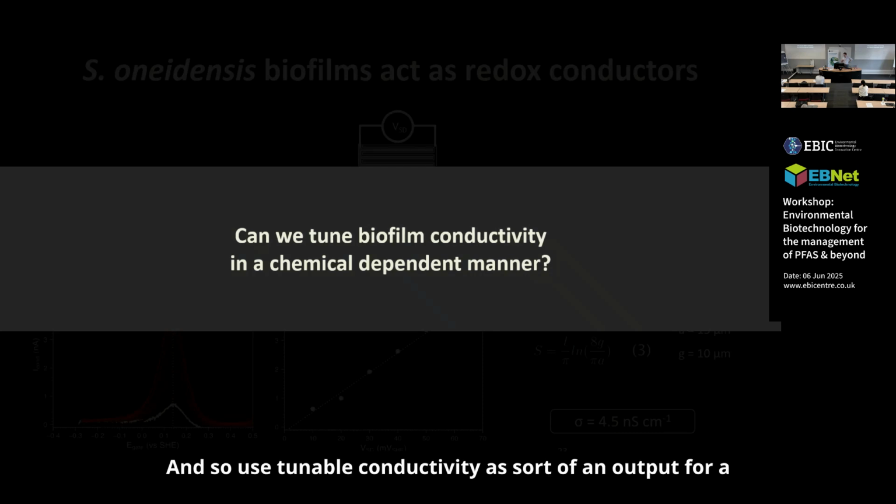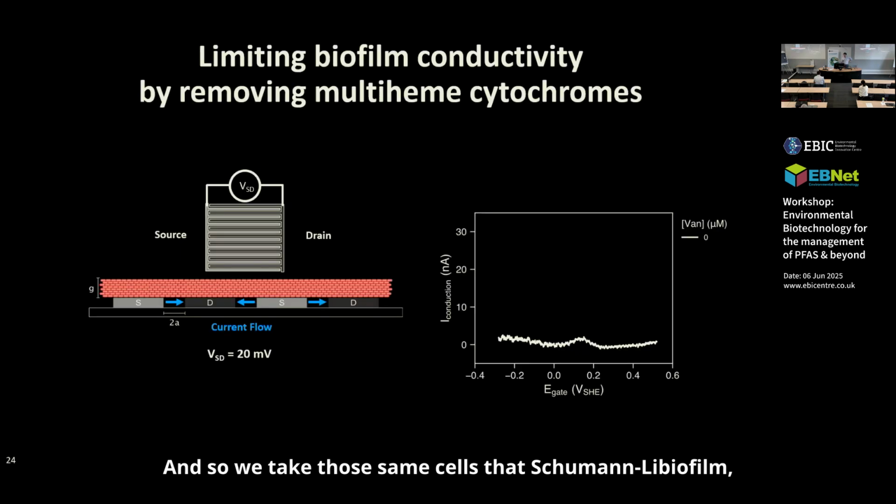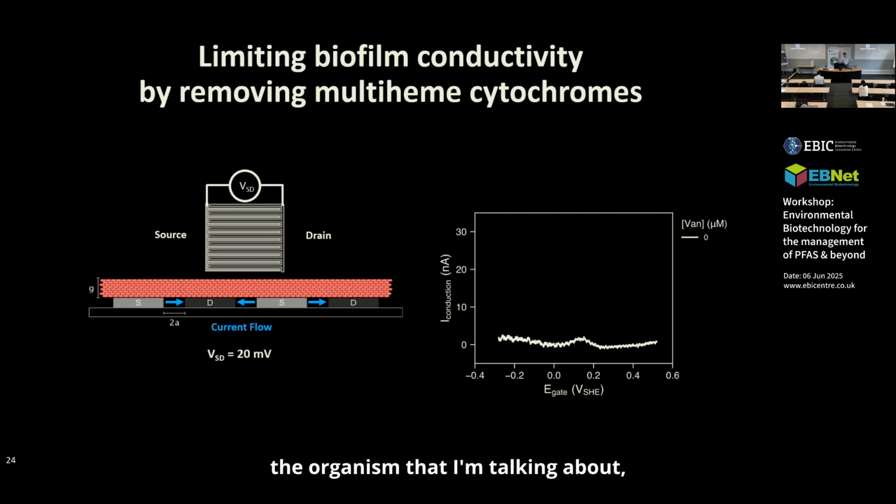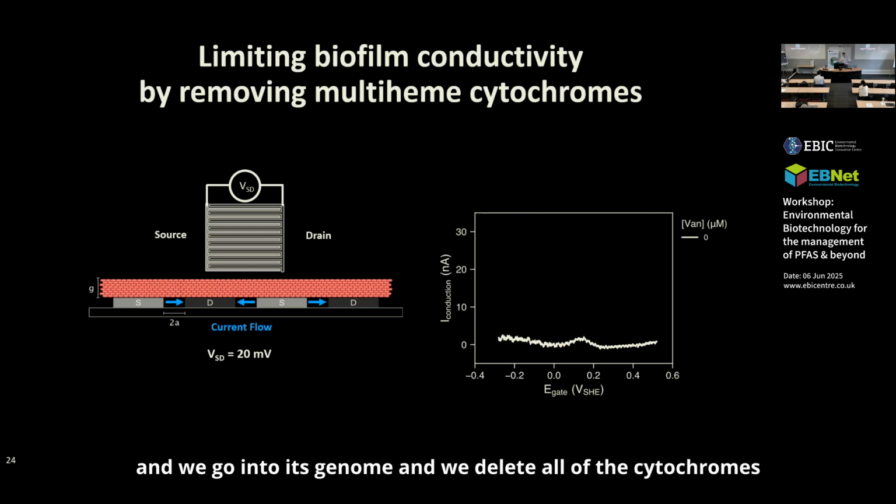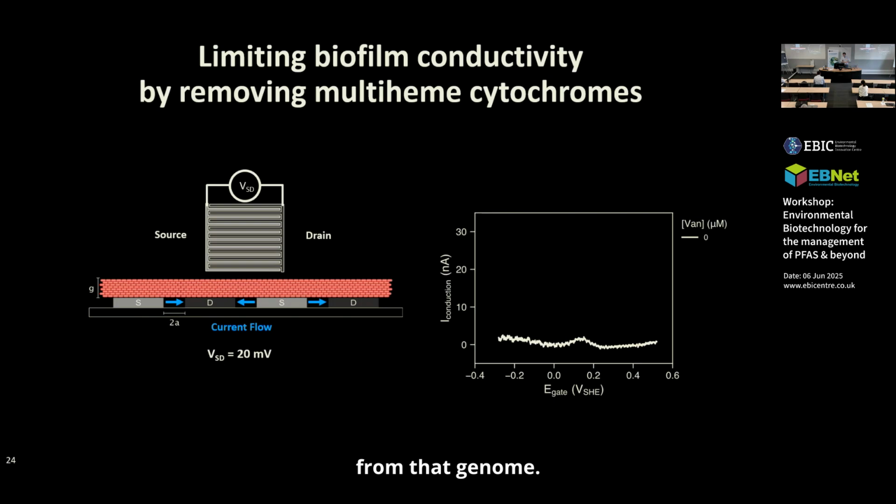And so use tunable conductivity as sort of an output for a sensor modality, for example. And so we take those same cells, that Shewanella organism that I'm talking about, and we go into its genome and we delete all of the cytochromes from that genome. So the cell is no longer producing these molecules that allow electrons to be transported. You get a profile that looks very similar to this.